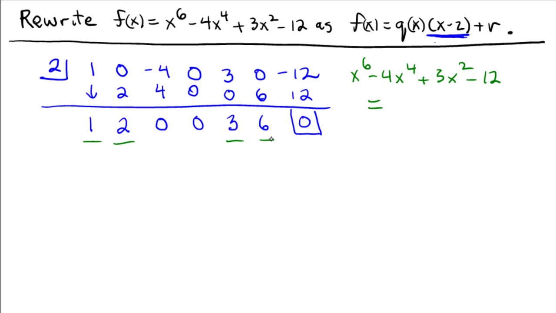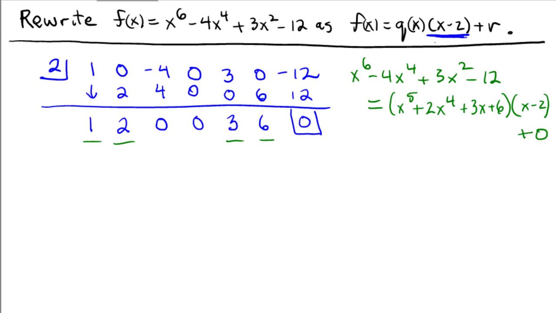It was a sixth degree polynomial, so now it would be x to the fifth plus 2x to the fourth plus no x cubes plus no x squareds plus 3x plus 6 times the quantity x minus 2. And I guess I should have left space here to put the plus 0, but really putting the plus 0 is redundant because it means that there was no remainder.